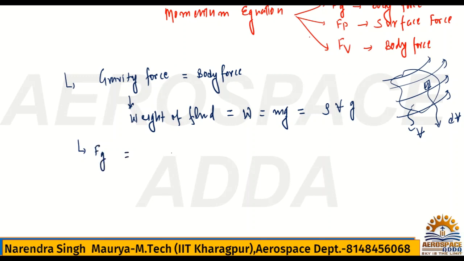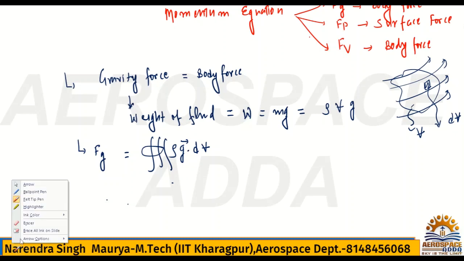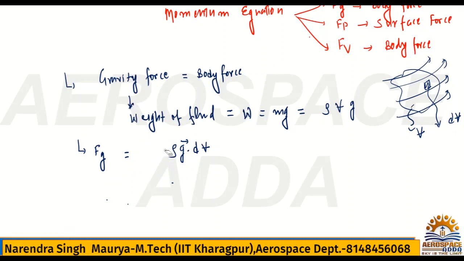I can say density, gravitational acceleration, which is a vector quantity, and a small volume for the elemental, it is dV. Yes or no? This is the body force acting on the full volume of the system. So you have to take triple integration because this is the volume. Okay, so triple integration you have to write like this. Closed. Let me show properly.